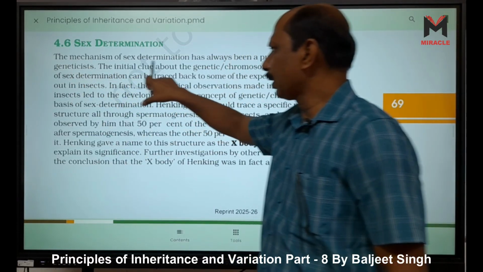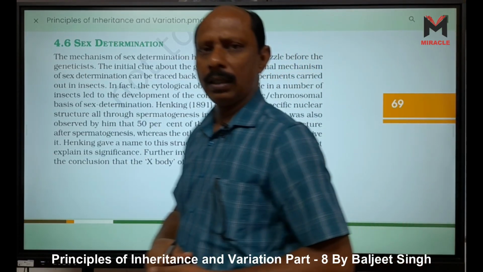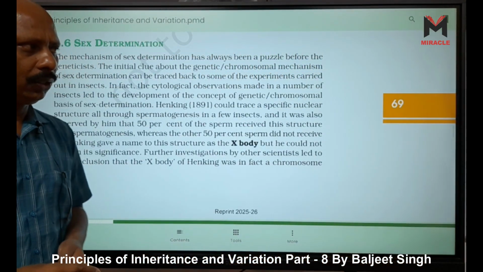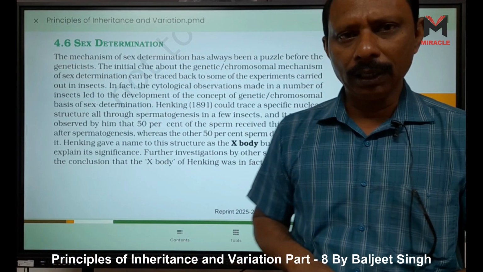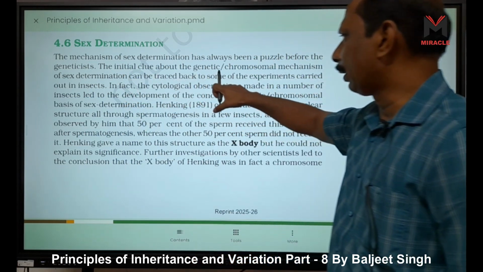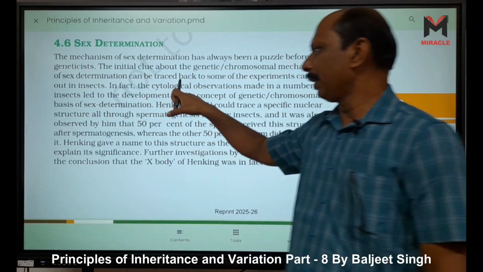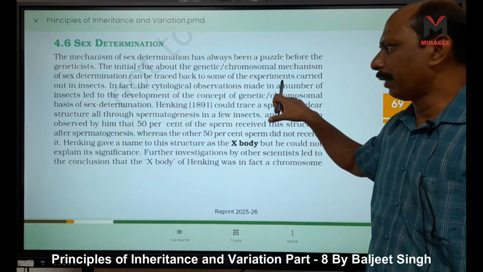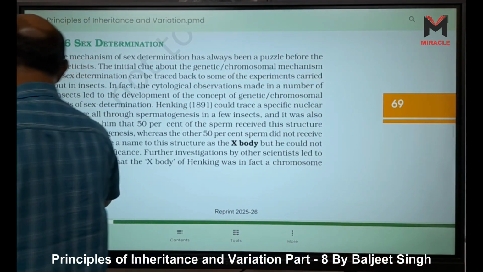The mechanism of sex determination has always been a puzzle before the geneticists, right? How do they determine whether the coming offspring, in its embryonic stage, is male or female? The initial clue about the genetic or chromosomal mechanism of sex determination can be traced back to some of the experiments carried out in insects. It is given here, carried out in insects.